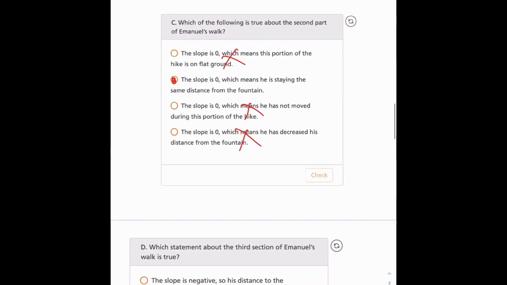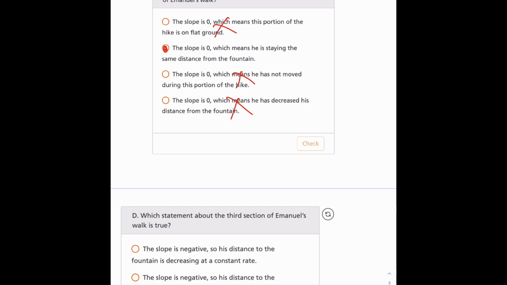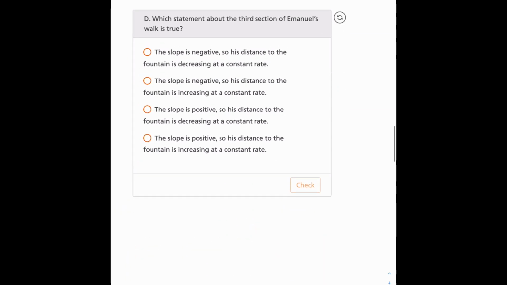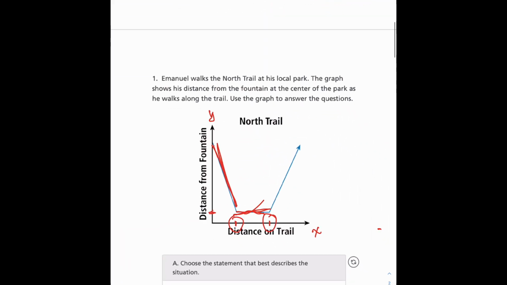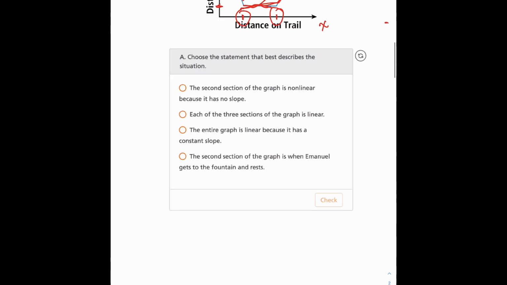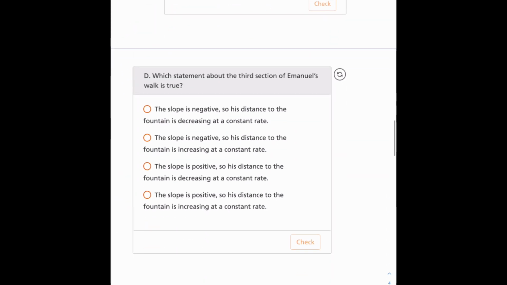Okay, all right, so let's go to the final question in this section. Which statement about the third section of the walk is true? Let's take a look at the third section. That's this part right here, going up. The answers are the slope is negative. Well, the slope is not negative, so we can just scratch that out. Scratch both of those out because the slope is positive.